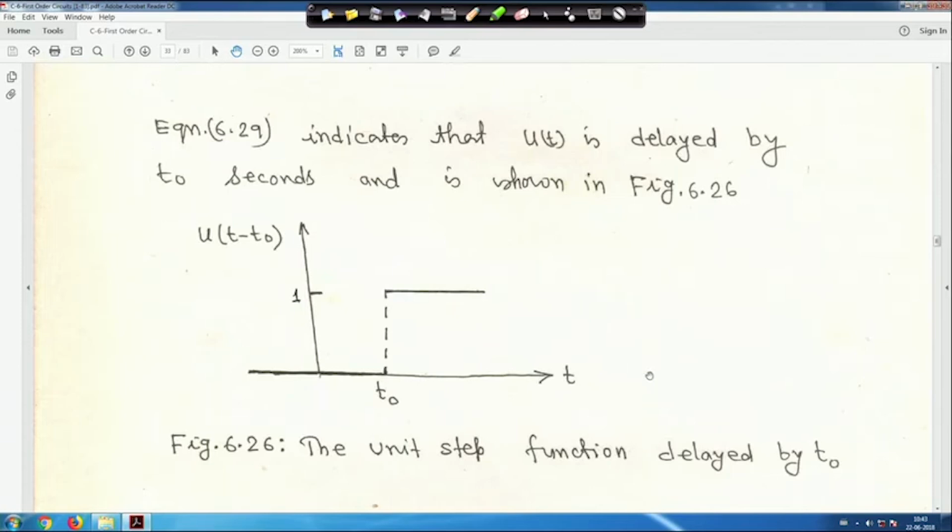So, it is delayed. This is less than t0 and this is greater than t0, and this is 1. So, this is u(t minus t0), that is, delayed by t0. Now, if it is advanced by t0, how will it look?